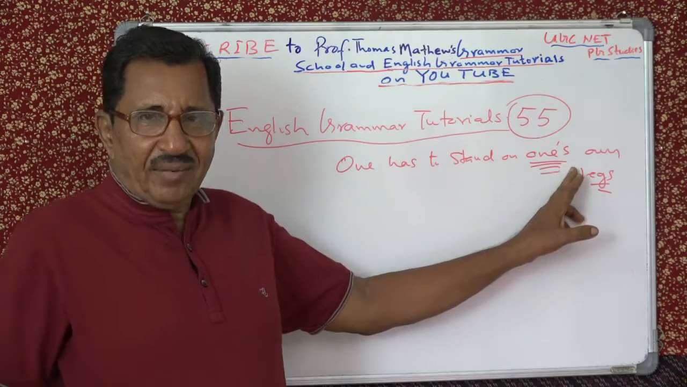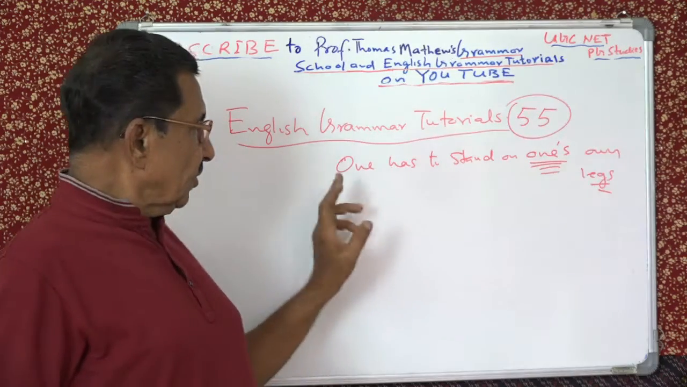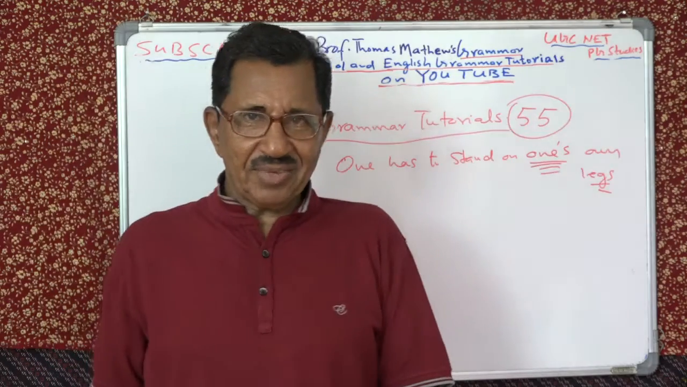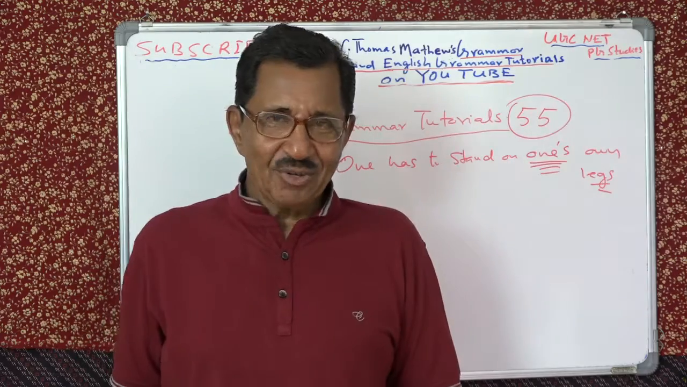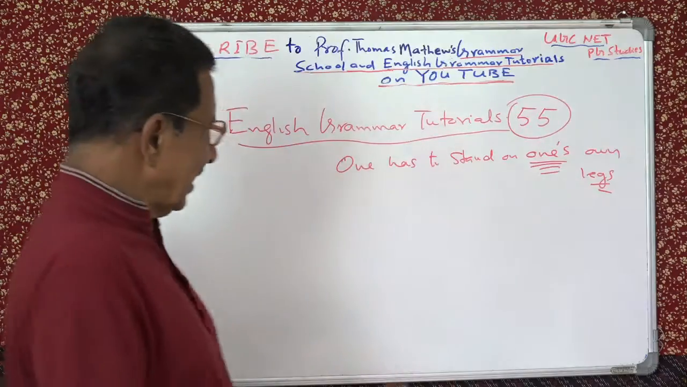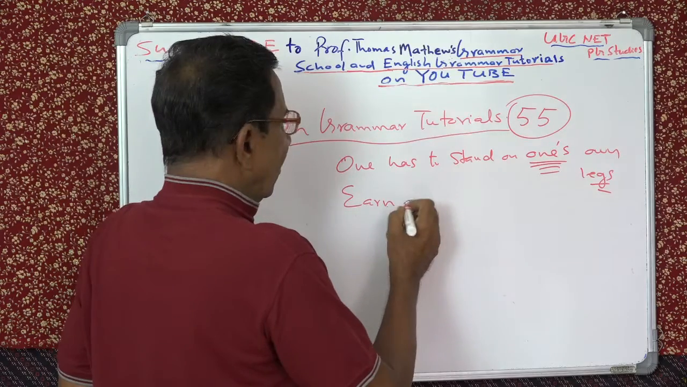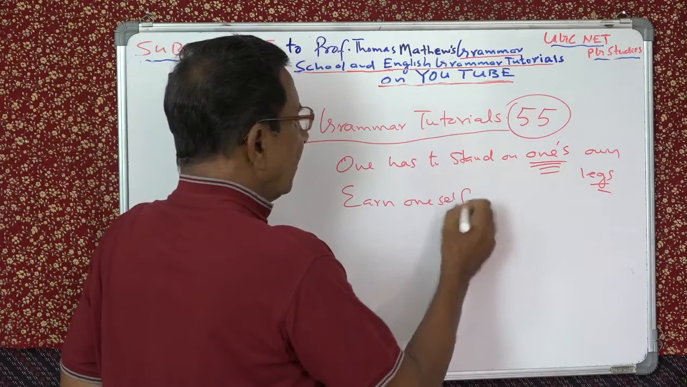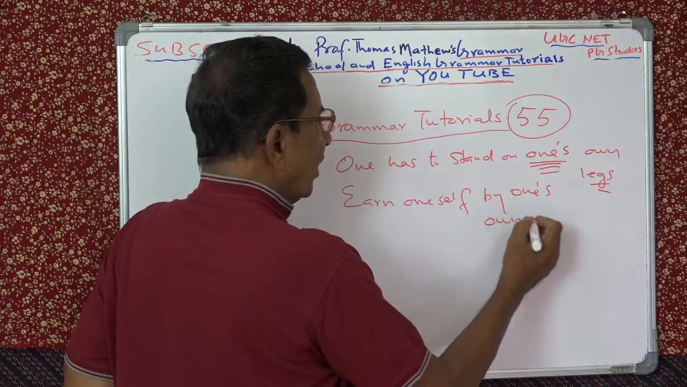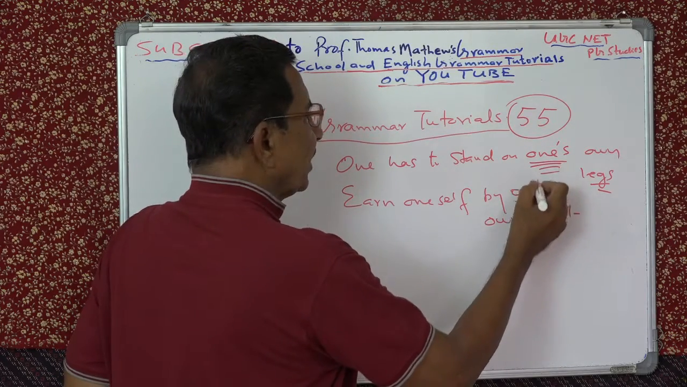Apostrophe is used with the possessive adjective one's. So one has to stand on one's own legs, because you cannot stand on somebody else's leg. It's not possible, isn't it? You can kick somebody else's leg, but not stand. Understand? Or you can say like this, earn oneself by one's own efforts. See that? One's own, one's, apostrophe.